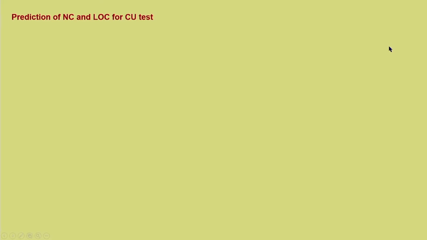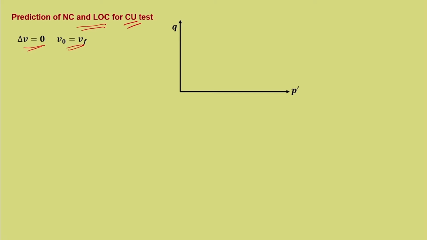Now, prediction of normally consolidated LOC for CU test. Initially it was CD test, now it is CU test. Most of the discussions remain same, only thing is the volume change is replaced by excess pore pressure generation. And this is again a prominent point. We know there is no volume change, so delta V is equal to 0 and V naught is equal to Vf. So, this is a very important clue for solving the problem.